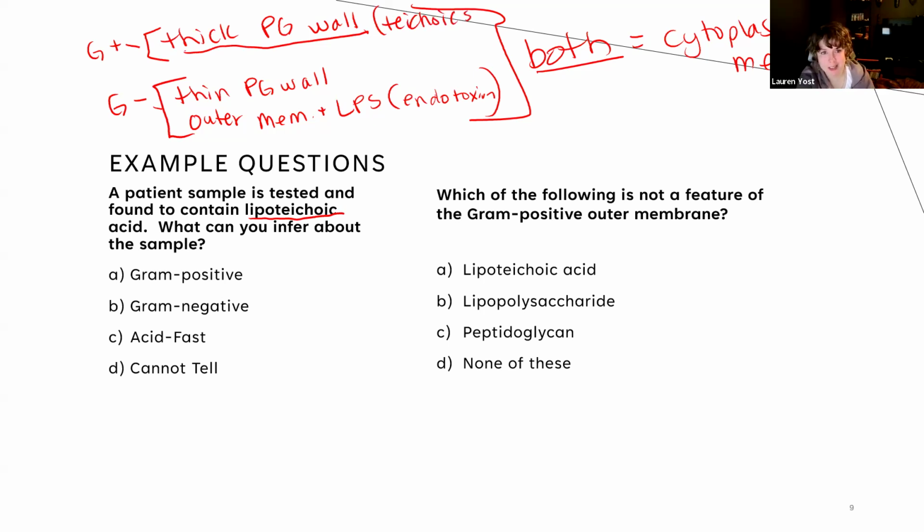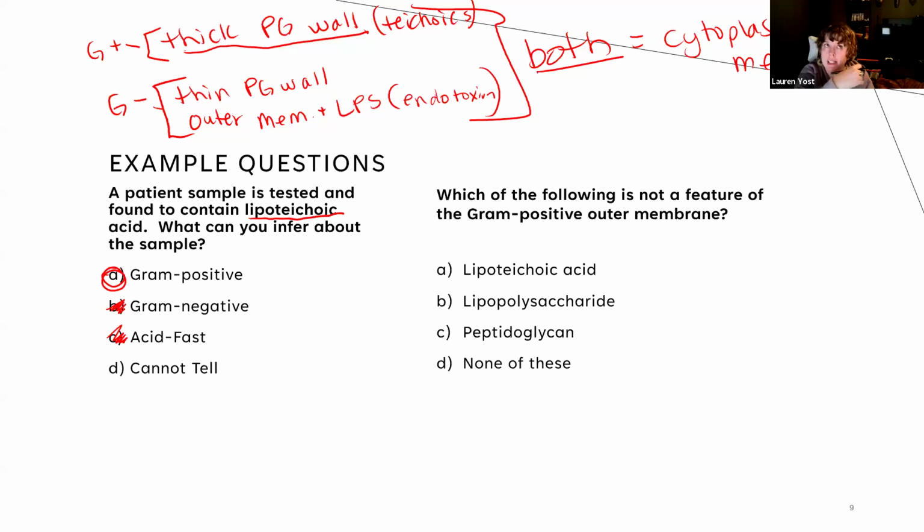I'll just put teichoics. If it's got some kind of teichoic, then that's the supporting molecules that we find in the gram positives. Gram negatives don't have lipoteichoic. They have LPS, lipopolysaccharide. Acid fast. Now, acid fast bacteria that have the mycolic acid wax on them, the mycobacteriums, they do have lipoteichoic and teichoic acid. But just because you have lipoteichoic and teichoic acid, does that mean you are acid fast? No. That means you're gram positive.